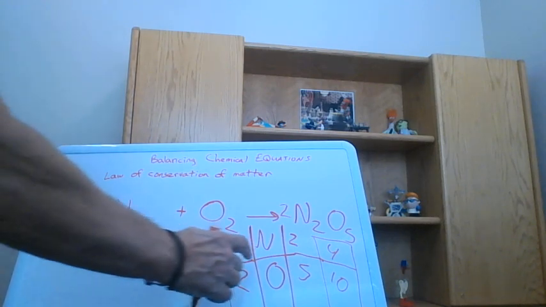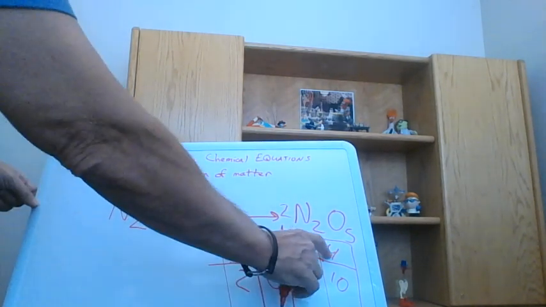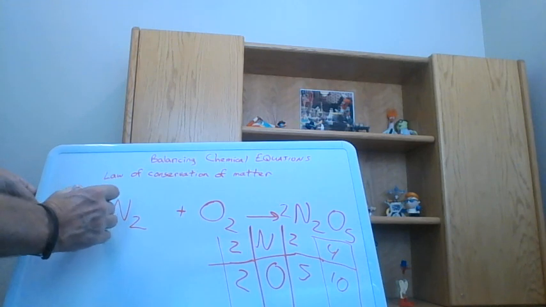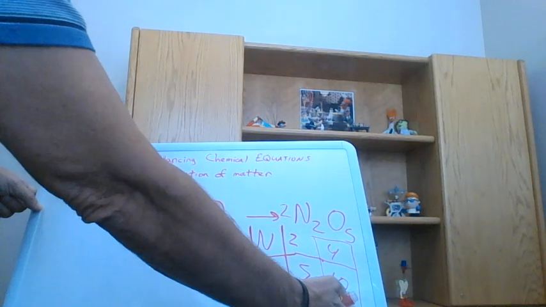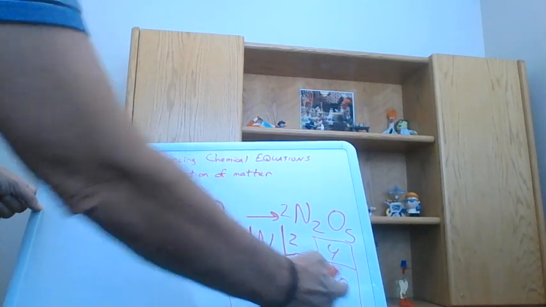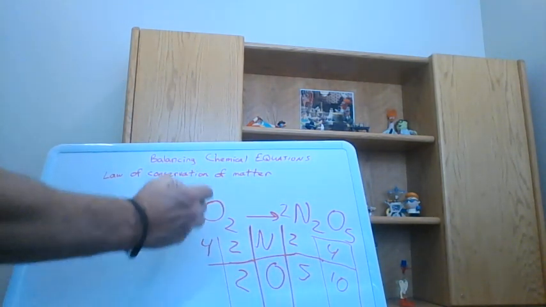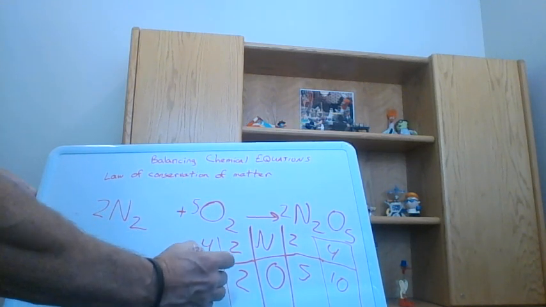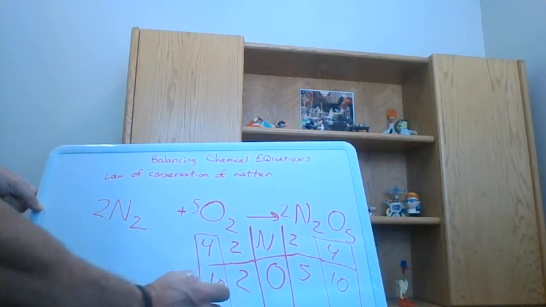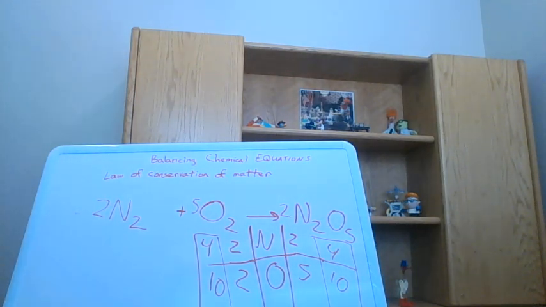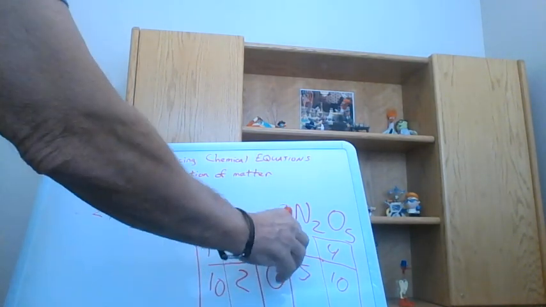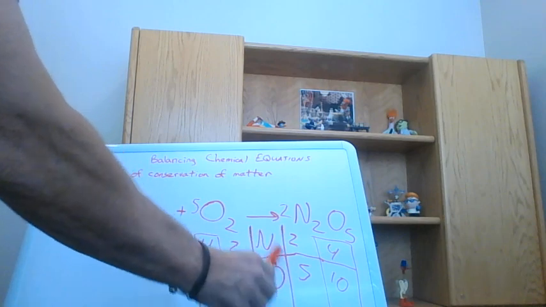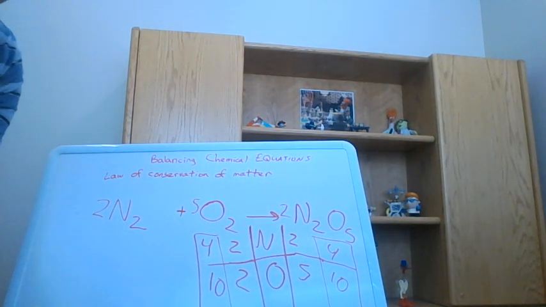Now we're going to come over here and say, well, now I only have 2 nitrogen, but I have 4 over here. So I could put a 2 in front of this, saying I have 2 of these. So that would give me a 4 here. I have 5 oxygen on the right of the arrow and only 2 to the left. So if I put a 5 there, that would give me 10 here. So that's the basic procedure for balancing a chemical equation. We kind of take stock of what we have, and then we start adding coefficients and going back and forth until everything is balanced on both sides of our arrow.